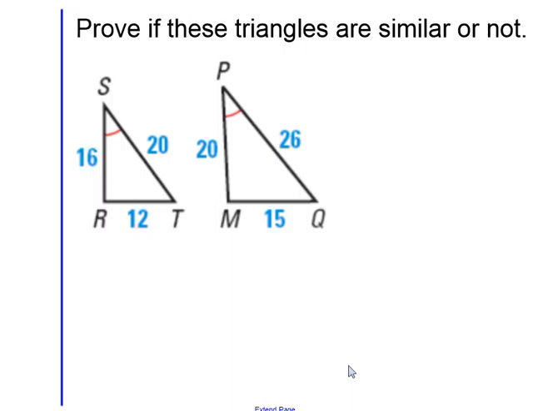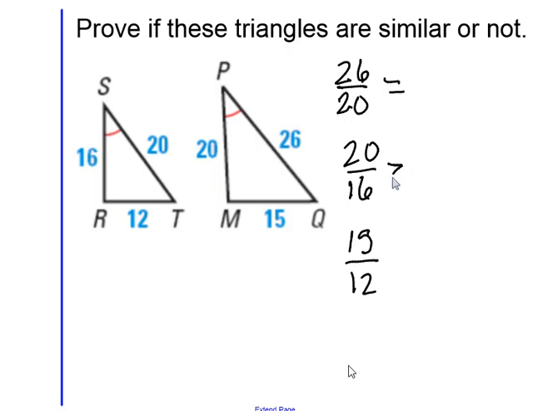Let's test these. I do see S and P angles are congruent, but since R and T and M and Q are not congruent, I can't say these are similar because of angles. So let's test the sides. Let's set up each of our ratios. 26 would correspond to the 20 on the smaller triangle. 20 on the large triangle corresponds to 16, and 15 corresponds to 12. Let's see what each of these equal, and maybe the scale factor is going to be the same for all of them.